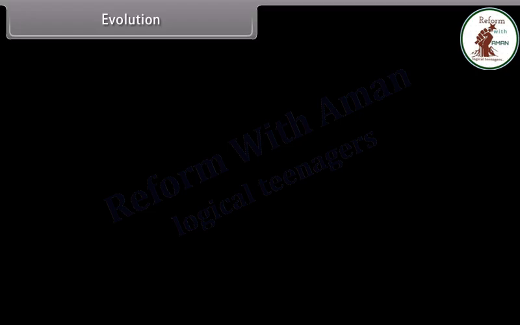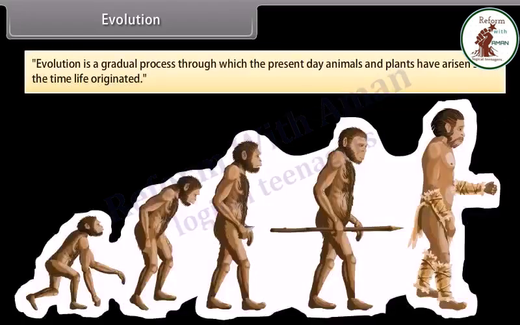Evolution. Evolution is a gradual process through which the present-day animals and plants have arisen since the time life originated.